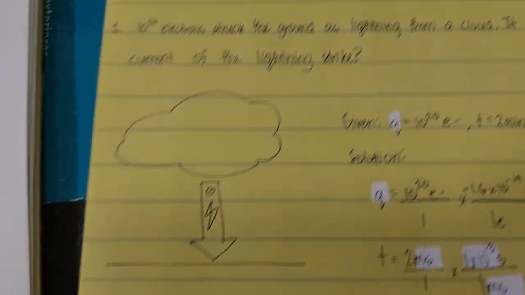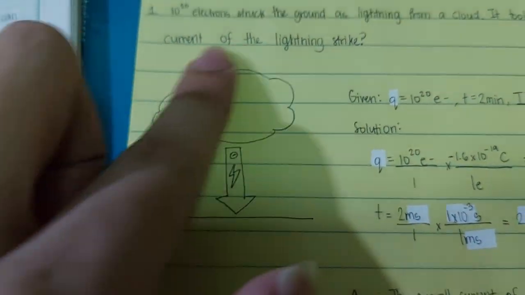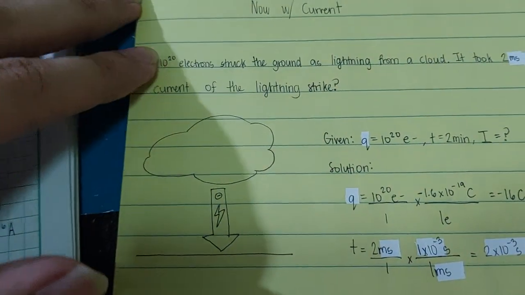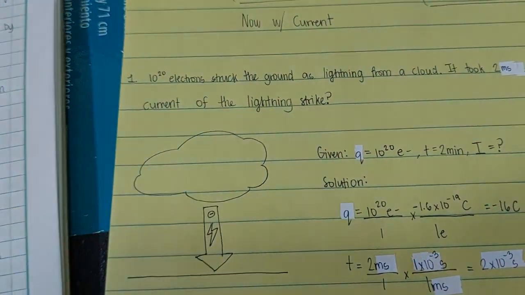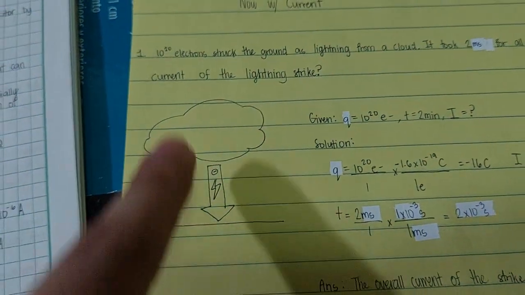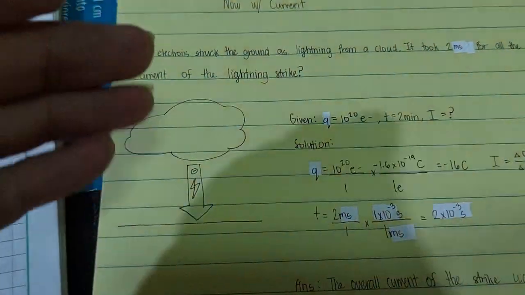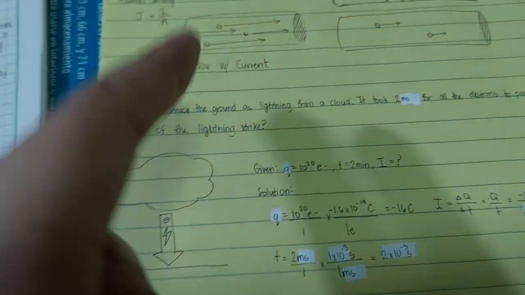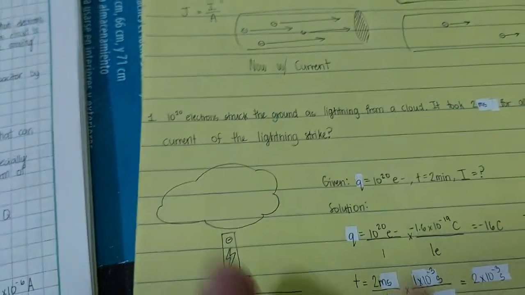So let's try to draw that. Notice this cloud, that's where the electrons came from. They're saying that all the electrons went down to the ground in 2 milliseconds. So this is a current, right? Because remember, electrons are flowing. So now we have these, solve for the current of the lightning strike.